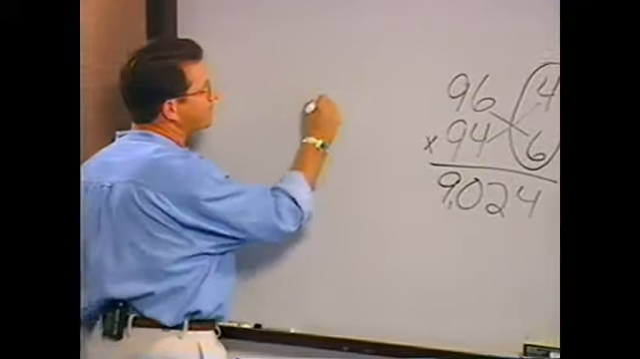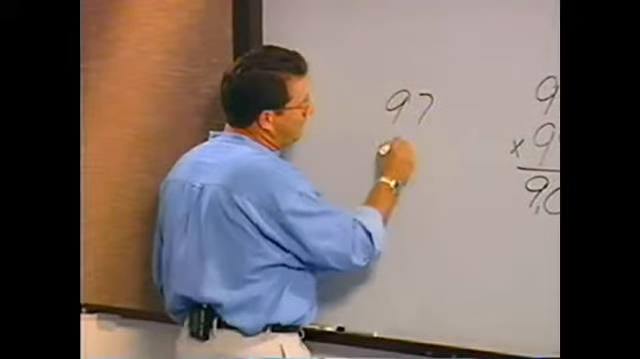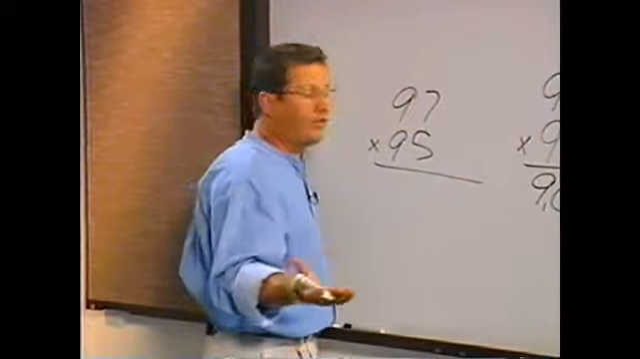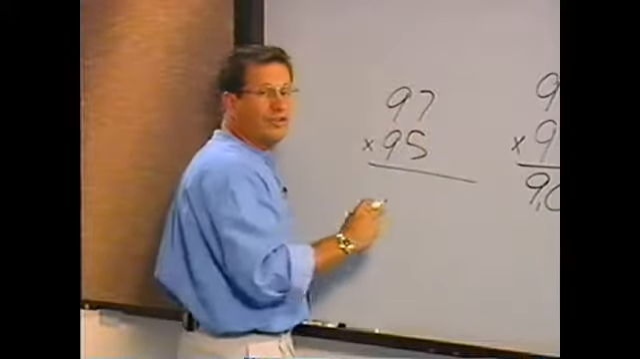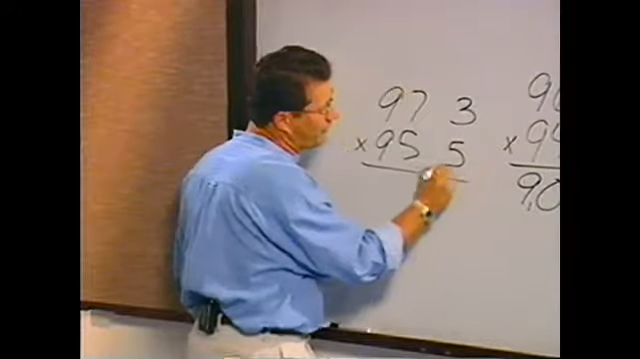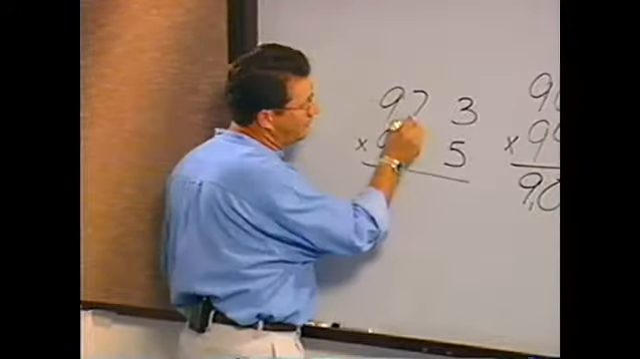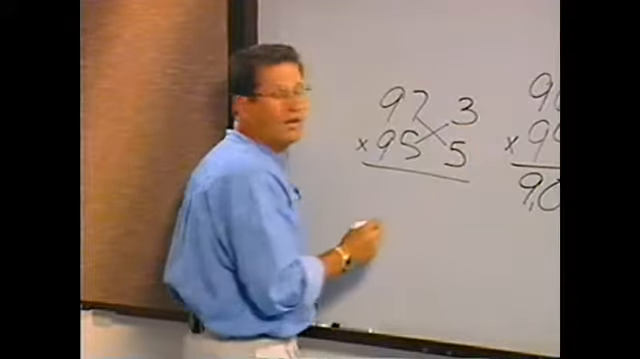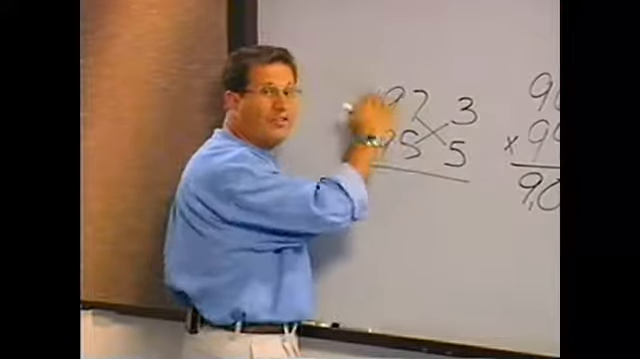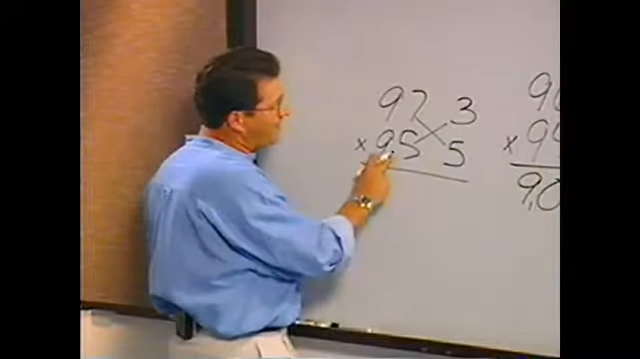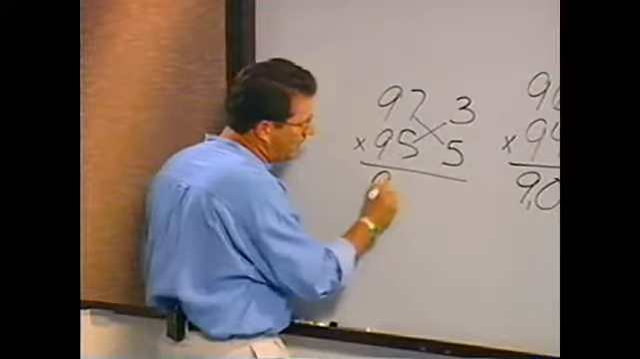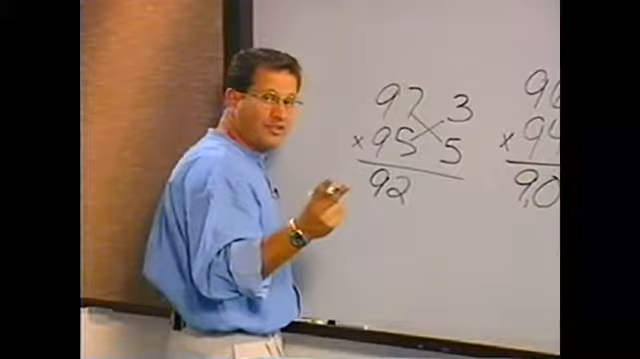Let's try another one. How about 97 times 95? First thing we do is we say, okay, how far away are those numbers from 100? Well, 97 is 3 away from 100, and 95 is 5 away from 100. So now all we have to do is subtract diagonally either way. What's 95 minus 3, or what's 97 minus 5? Whichever one's easier for you, you should use. In this case, I think 95 minus 3 is easier. So 95 minus 3 gives me 92. There's the first two digits in the answer.